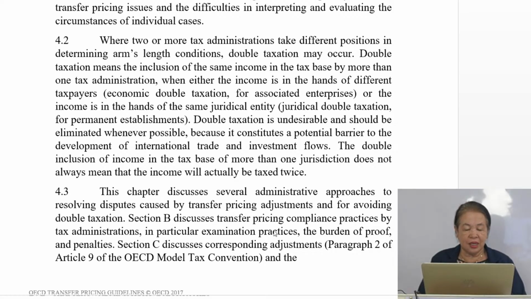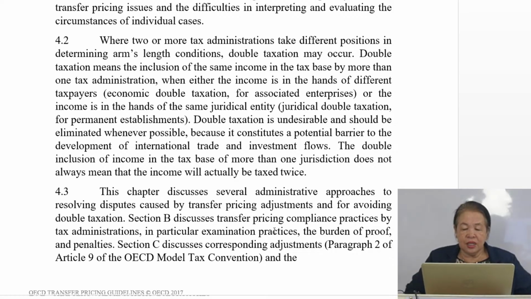So talagang i-avoid. But there are instances where double taxation cannot be avoided, especially if it is intentional on the part of one of the related parties to shift the profit, no? Hindi niya ibibigay dito sa party where the income should be low, no? So may double taxation na mangyayari.